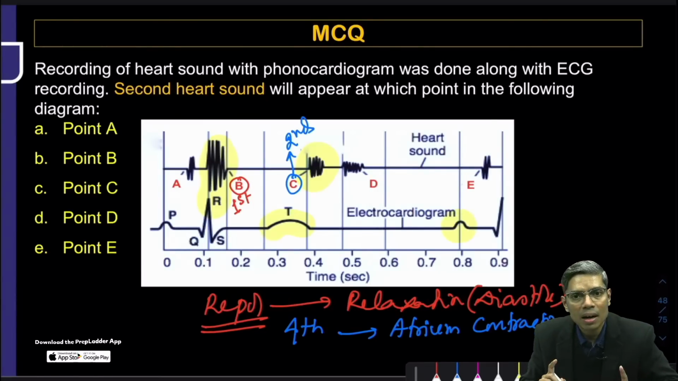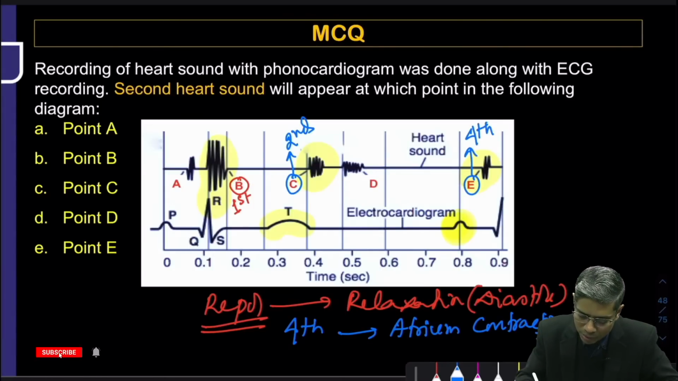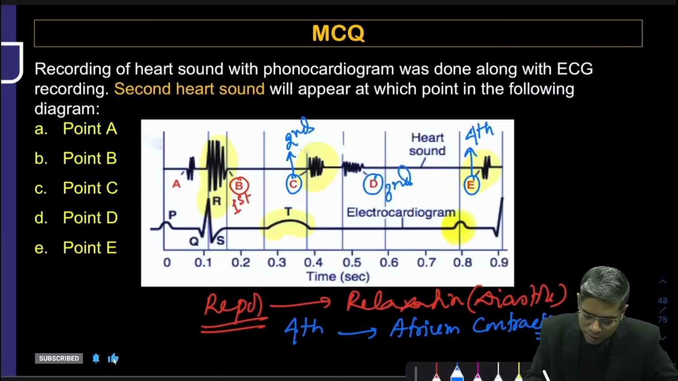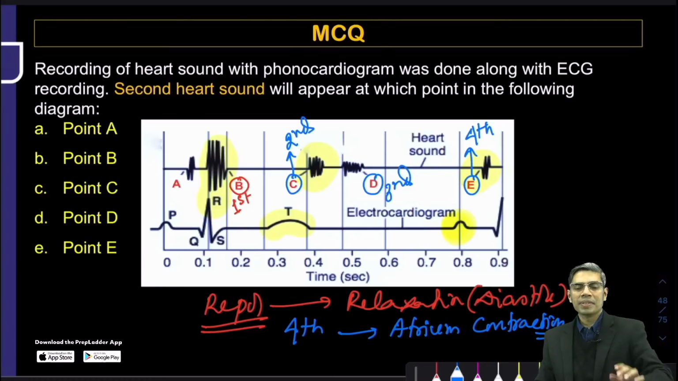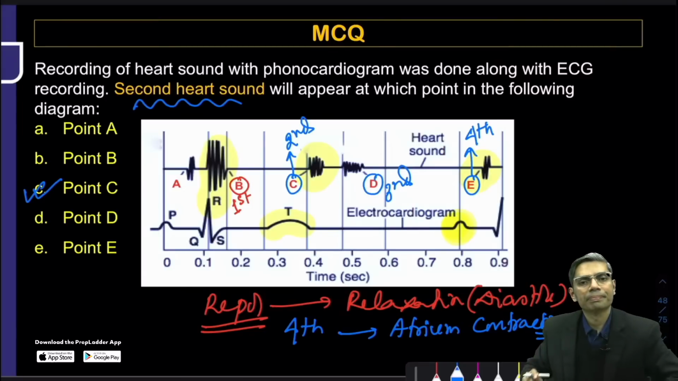So if a heart sound is corresponding with the P wave or appearing just after the P wave, then that is the fourth heart sound. So this is the fourth heart sound. In between, the heart sound that you are getting here, this is the third heart sound. So D here is the third heart sound. So obviously if the question is asking for the second heart sound, your answer is point number C.